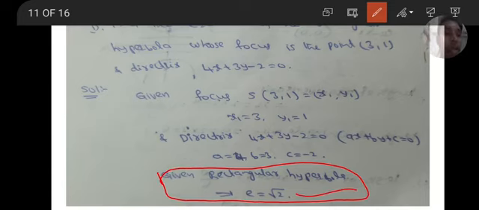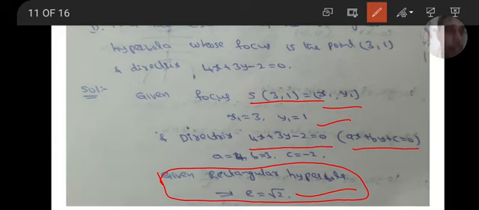We have to take e equal to root 2 and given focus (3, 1), that is (x1, y1). x1 equal to 3, y1 equal to 1, and directrix 4x plus 3y minus 2 equal to 0. If we compare with ax plus by plus c equal to 0, a equal to 4, b equal to 3, c equal to minus 2. Okay, and for a rectangular hyperbola, the eccentricity is root 2.